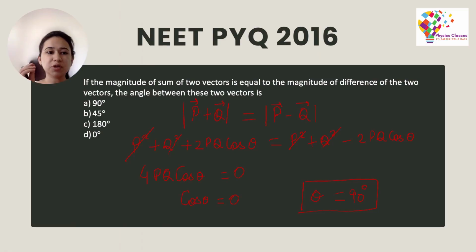You could also learn this as a basic thing, that if the magnitude of the sum of two vectors is equal to the magnitude of the difference, then the angle between those two vectors would be equal to 90 degrees.